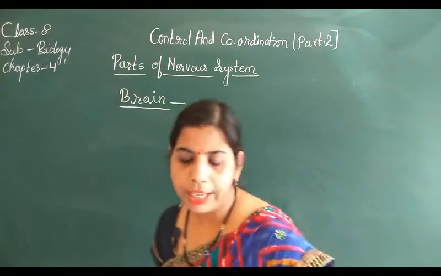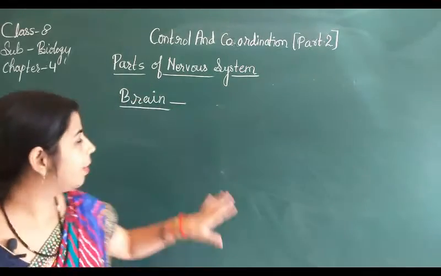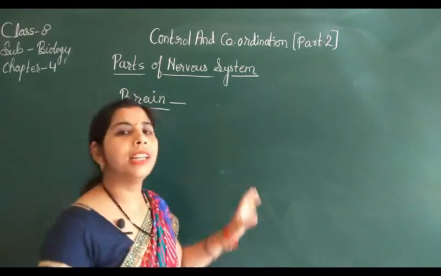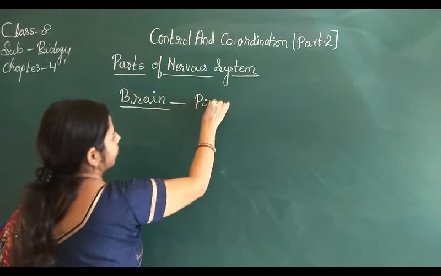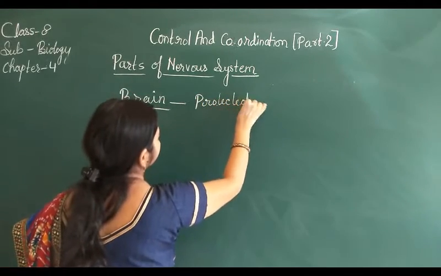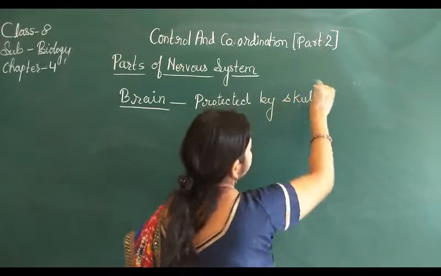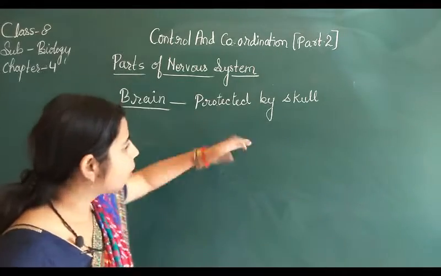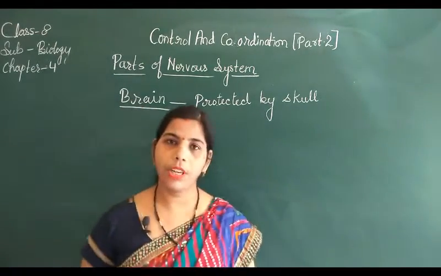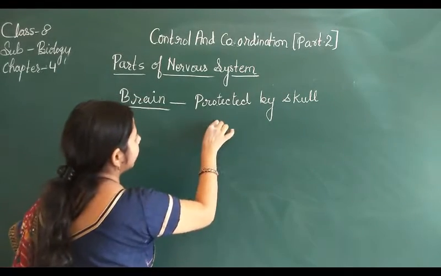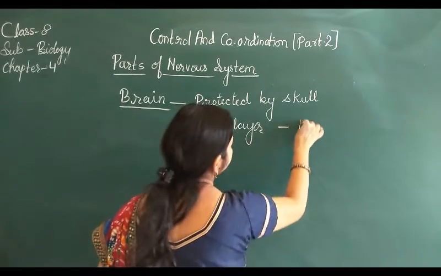Now I know that the brain is the complete control and coordination center of our body. It is very important, and the brain is a muscular part of our body which is protected by a skull. That means the brain is protected by a bony covering called a skull, and it is also covered with three layers of covering, which are known as meninges.